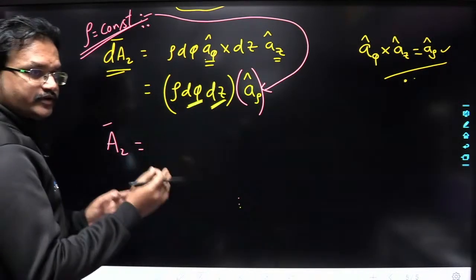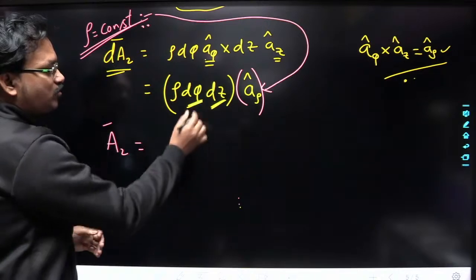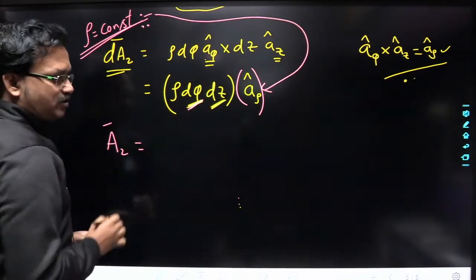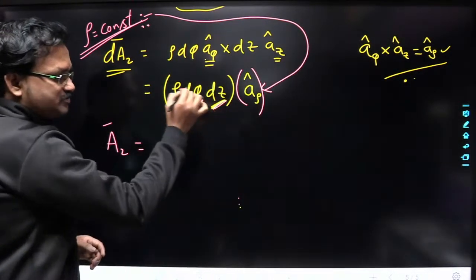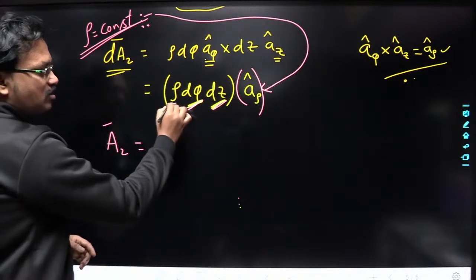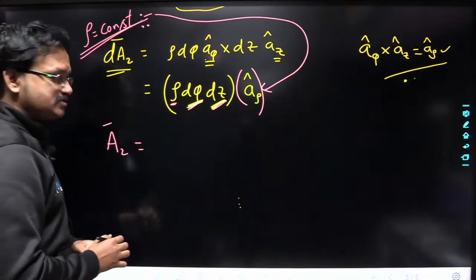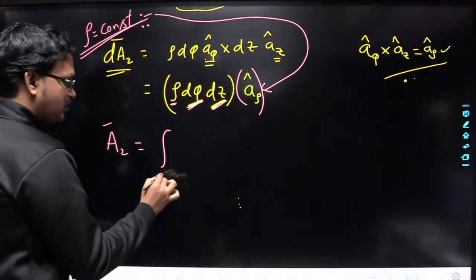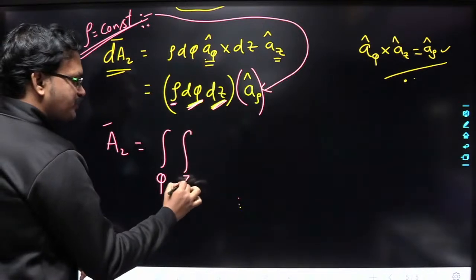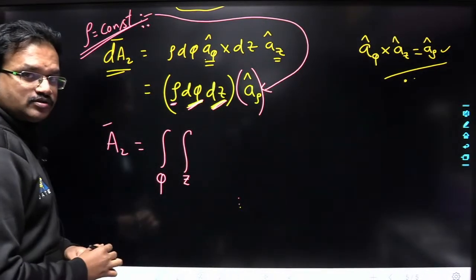So in order to get the total surface area, what you have to do? You have to integrate with respect to what? With respect to phi and z. Here rho is constant. Rho is constant. Yes or no? So integrate with respect to phi and integrate with respect to z.